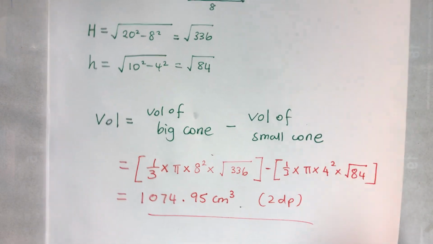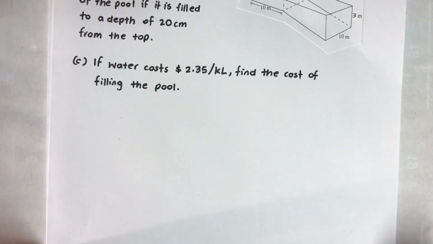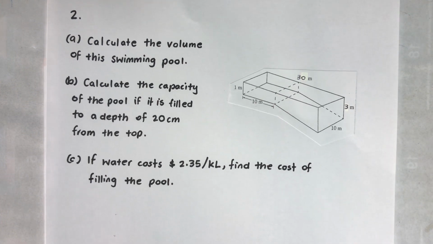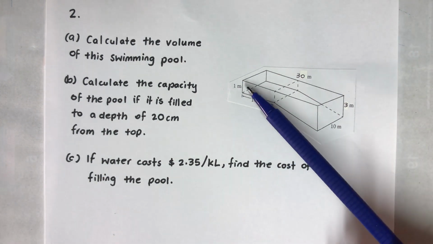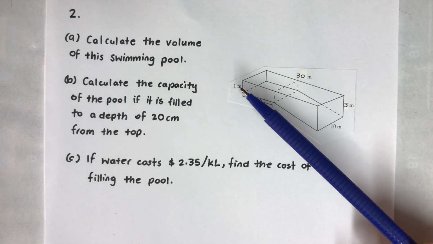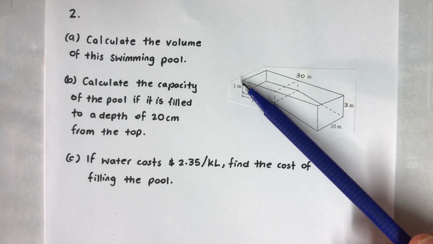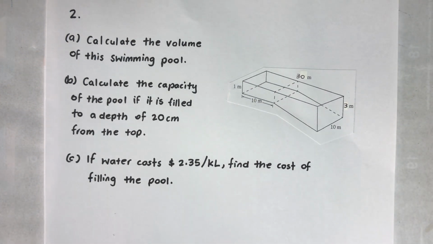Excellent. Well done, guys. Now, last question. Apply maths here. Okay, so part A. Let's have a look. Part A. Calculate the volume of this swimming pool. Okay, this is obviously the swimming pool there. And part B, we have to find the capacity if water was filled up to 20 centimeters from the top. So it's filled up from here, it's about 0.8 up to there. And if water costs $2.35 per kiloliter, find the cost of filling the pool.